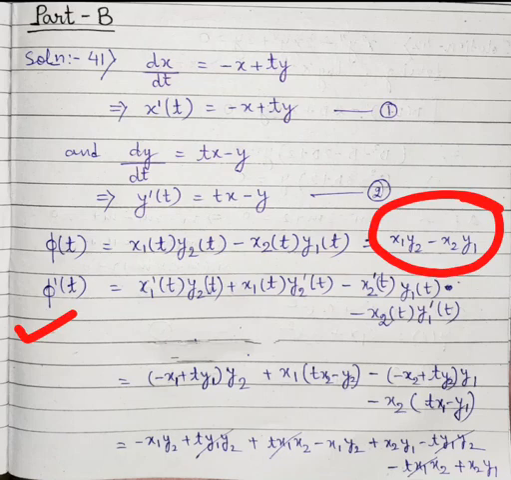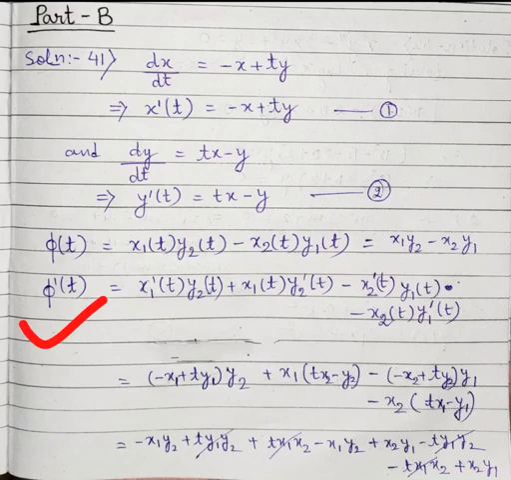Now we have to differentiate this phi(t), so we will use the product rule of differentiation. We have the product of two functions, x1 y2 and x2 y1. On differentiation we have the derivative of the first function times the second function plus the derivative of the second function times the first function. So we get phi'(t) as x1'(t) y2(t) + x1(t) y2'(t) - x2'(t) y1(t) - x2(t) y1'(t).